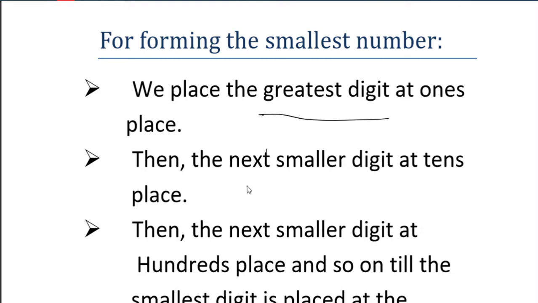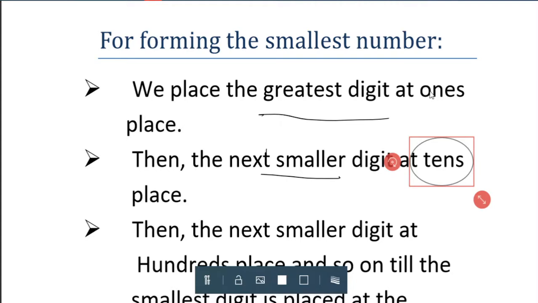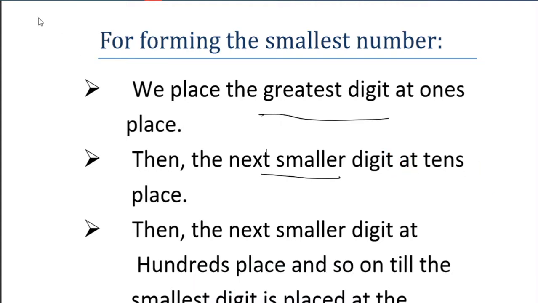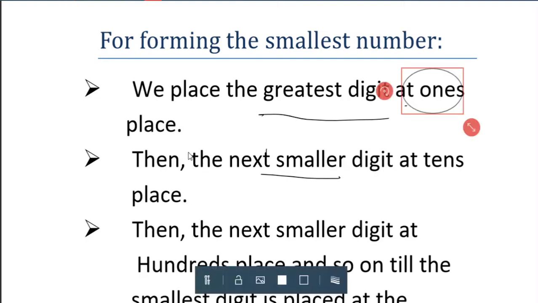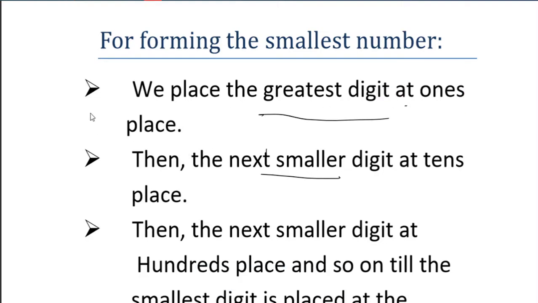Then the next smaller digit, it is just the opposite. You have to write the next smaller digit at the tens place. So in this also you have to start at ones place. Here you have to write the greatest digit. First you have to choose the greatest digit and write it at ones place.